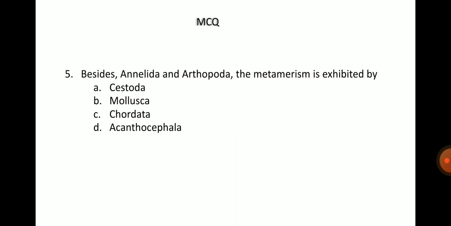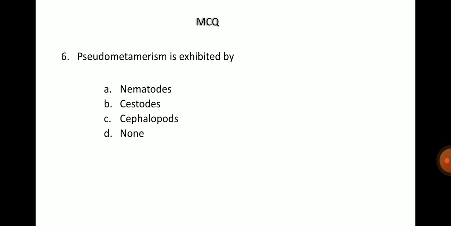One more question. Besides Annelida and Arthropoda, the metamerism is exhibited by, options are cestodes, mollusca, chordata, and acanthocephala. So the option C, that is chordata, is the correct answer. Pseudo-metamerism is exhibited by nematodes, cestodes, cephalopods, and none of the above. So answer is the option B, that is cestodes.